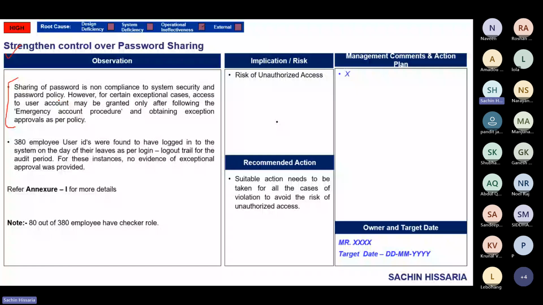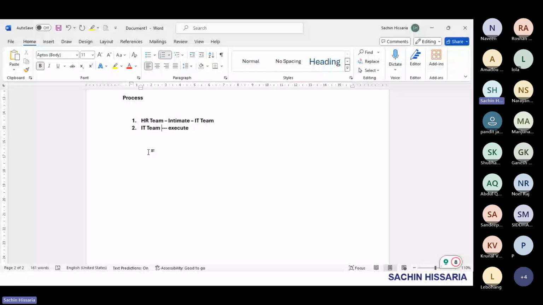Now this is my detailed observation. In the detailed observation, what I have written: 380 user IDs were found to have logged into the system on their date of leave, as per the login logout report. So what we did, guys, first we asked them for the login logout report. In the login logout report, we can see when an employee logged into the application and when they logged out from the application. So this is the application report.